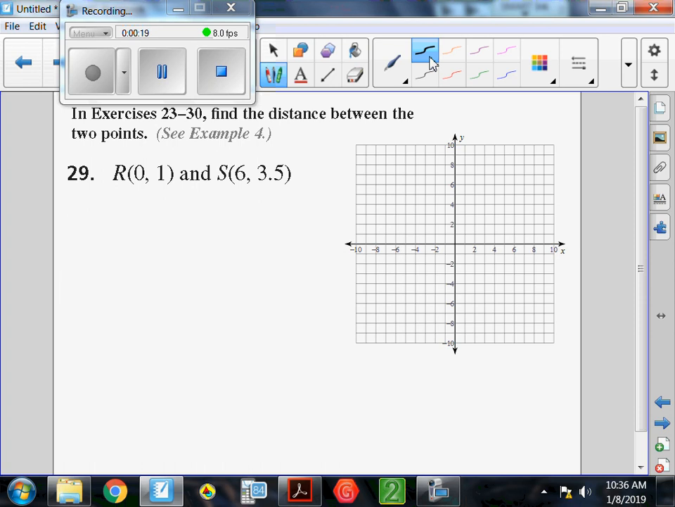R is at the point 0, 1, and S is at the point 6, 3.5. So I'm going to have to work with a decimal. My point's taking up a big 3.5 there.